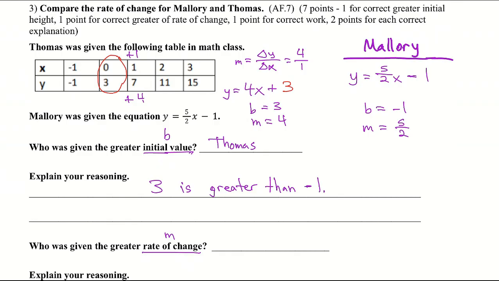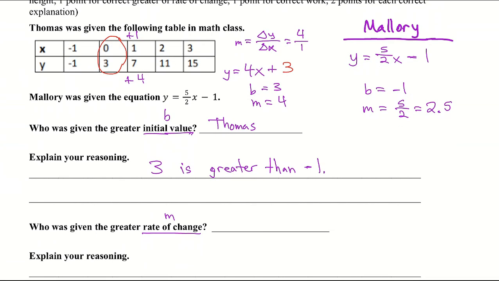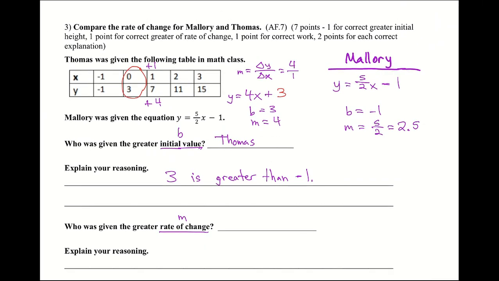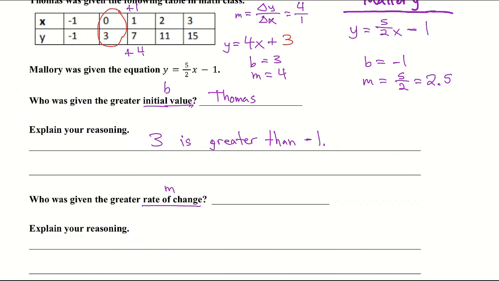And then who was given the greater rate of change? Well, let's see. I mean, 5 halves. If you want to put that into something that might look a little easier, it's 2.5. So Thomas actually, I want to make sure I'm not missing anything, but yeah, Thomas has a greater rate of change as well, according to what I have. The reasoning is because 4 is greater than 2.5.